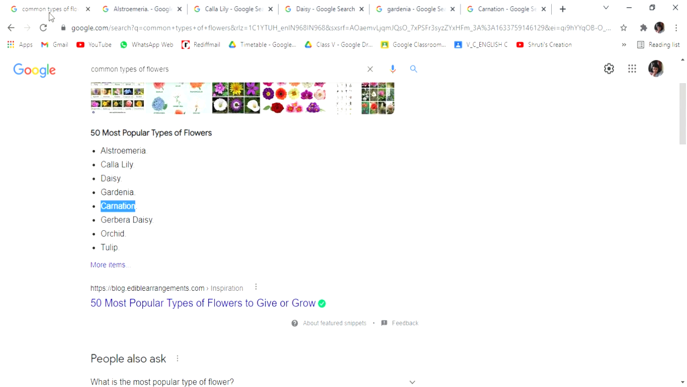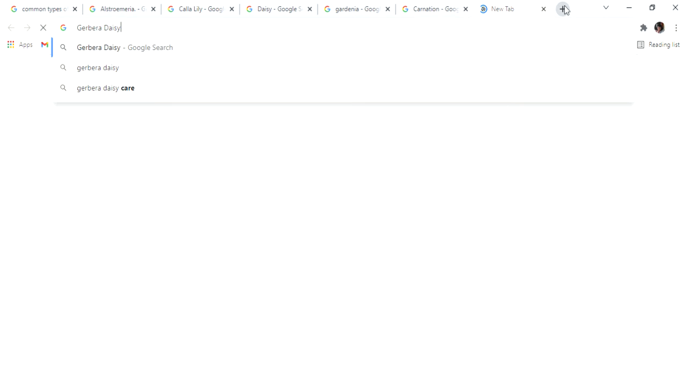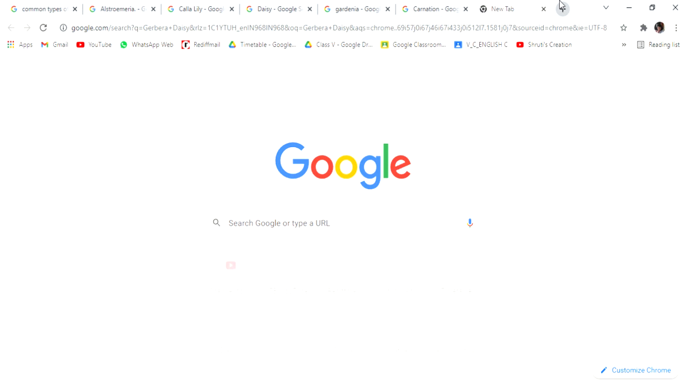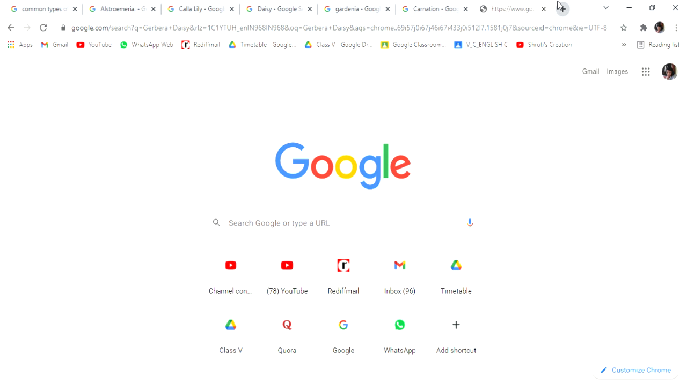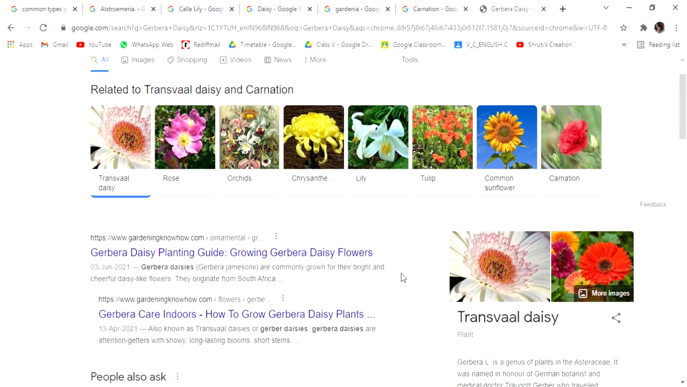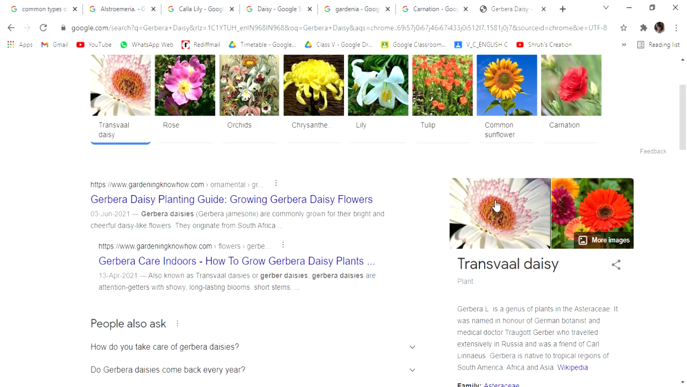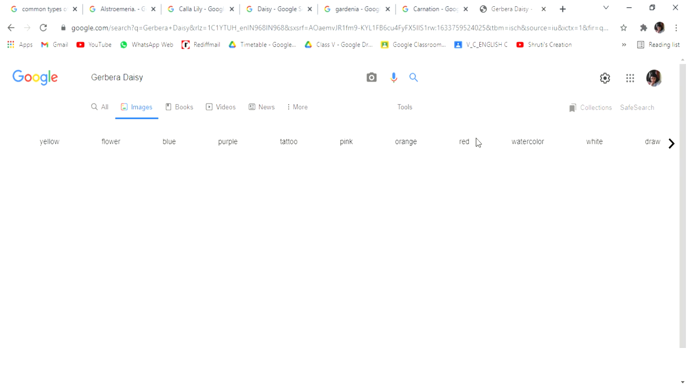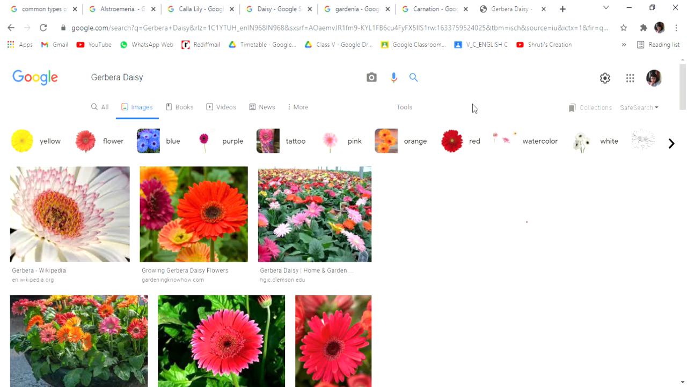Okay, now we have studied daisy. Now let us see Gerbera daisy. This flower is called Gerbera daisy. Now let us see how this daisy looks. This is that type of daisy, you know. And this Gerbera daisy is actually a type of lily.